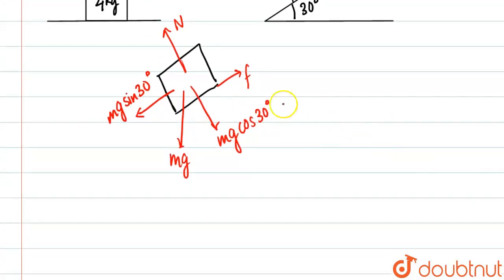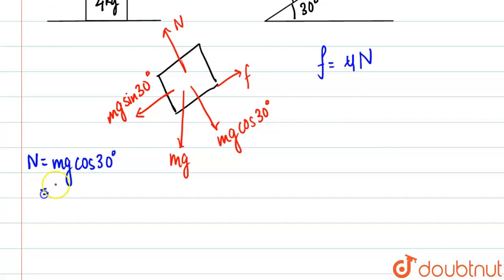So what we can have from here is that we know the formula of friction force is mu into N. From this diagram you can understand that N is equal to mg cos 30 degree, which is equal to 4 into 10 into cos 30 degree, which is root 3 by 2. So it will be equal to 20 root 3 newtons. So the normal force is basically 20 root 3.